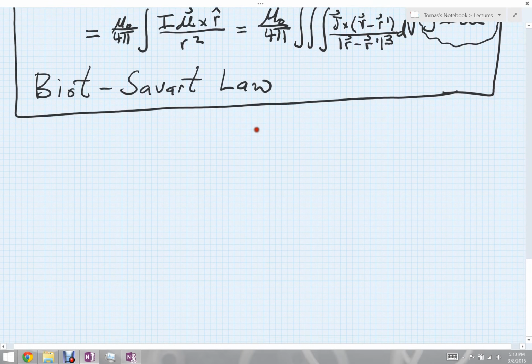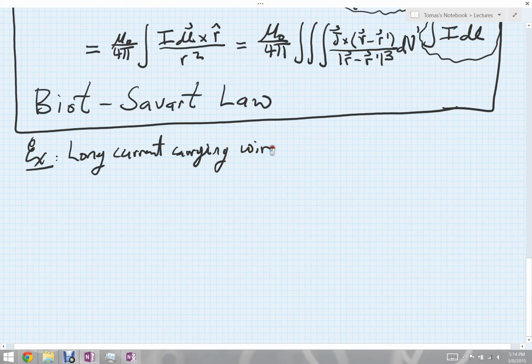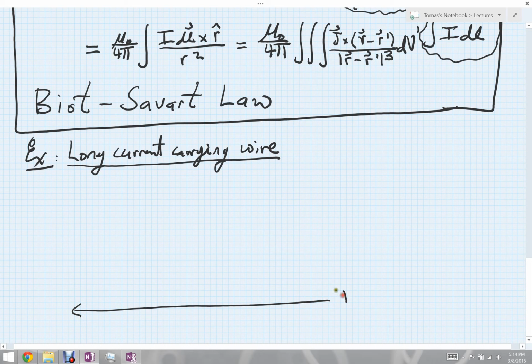So this then is going to become my example. The example is going to be an infinite or a long current carrying wire. So the setup for this is just what we're very familiar with. I'm going to have my long wire, carrying his current off to the left, like I always like to do. I'm going to set up some coordinate axes. So there's going to be a y-axis going upwards.